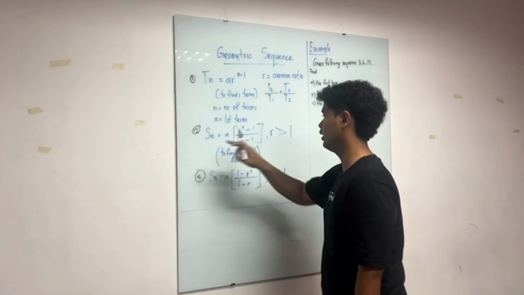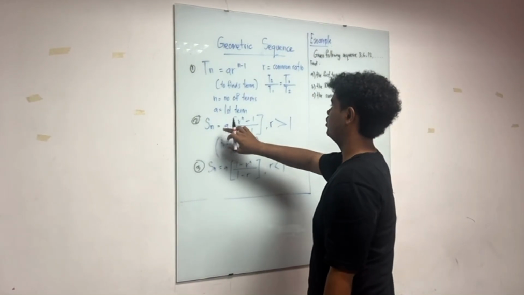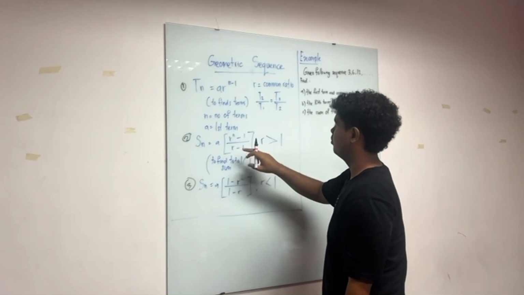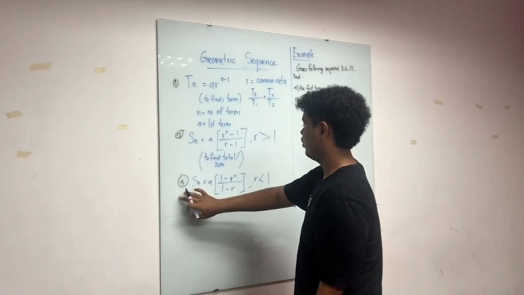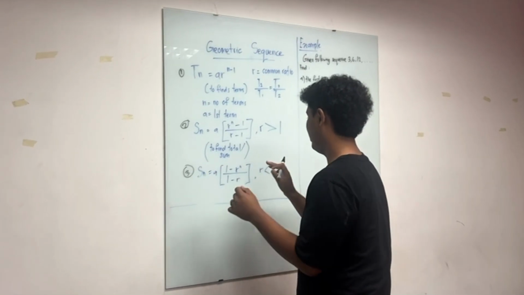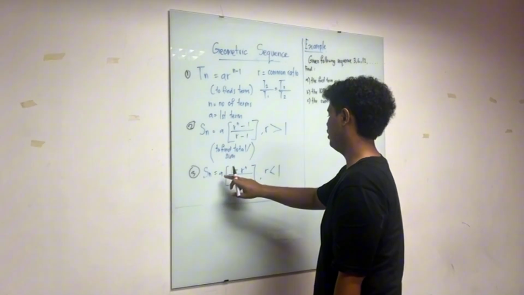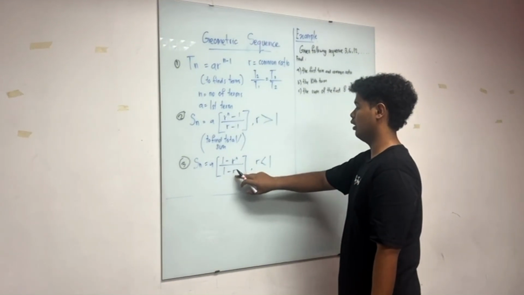Okay, so we move on to the second formula, Sn. Sn is the sum, the total of n terms, equals a bracket r to the power of n minus 1 divided by r minus 1 bracket, when r is greater than 1. The third formula is like this one, but when r is less than 1, it changes. So it is a bracket 1 minus r to the power of n divided by 1 minus r bracket.